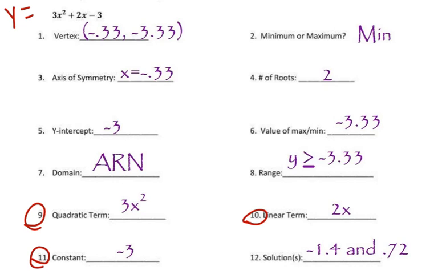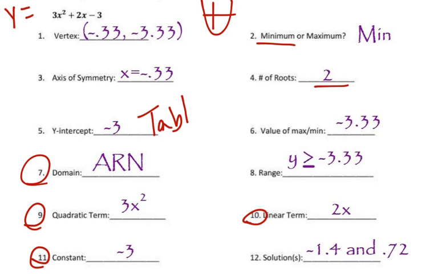I also automatically know the domain because the domain is always all real numbers when they start out with a function or an equation. So then I would put it in y equal and I would look at the graph. I would see that the graph opens up, and so that tells me that it's a minimum or a low point. I would see that it crosses the x-axis twice, so I would know that the number of roots is 2. I would then go to my table and find where x is equal to 0, and I would discover that my y-intercept is negative 3.